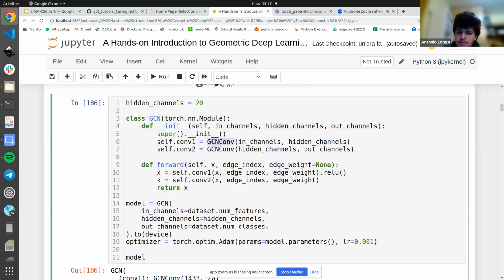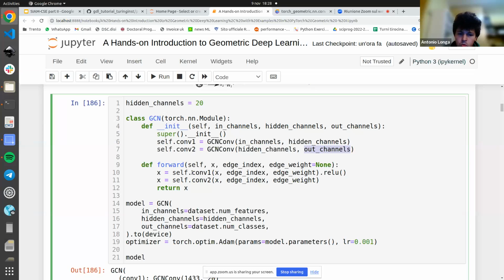So I'm specifying the in channels and the hidden channels. The hidden channel is the size that we are choosing, the 20 I fixed above. And then the second convolution is identical, with the difference that the input right now is the hidden channel, so our 20, and the output channel is what we are passing.